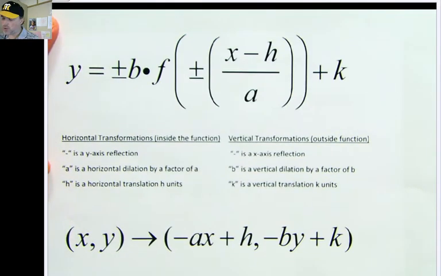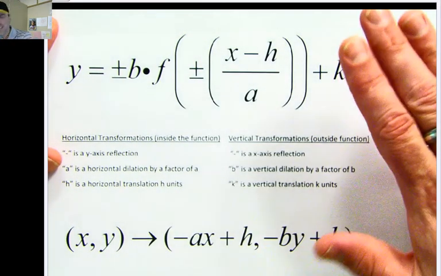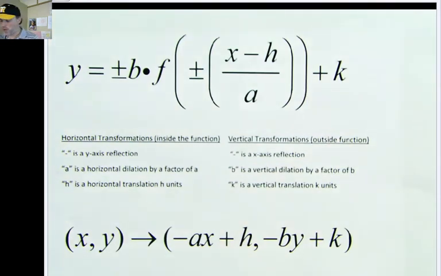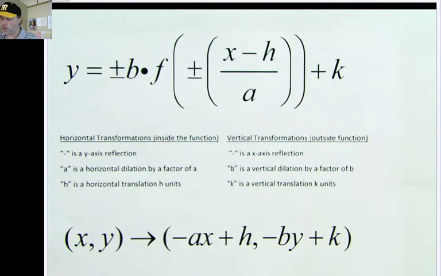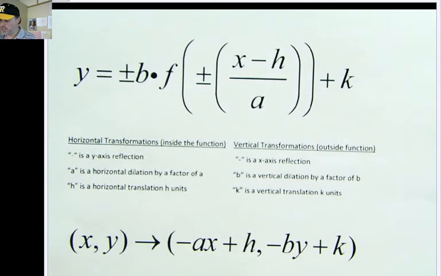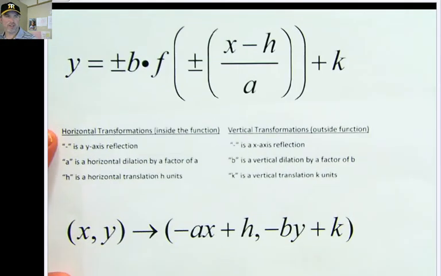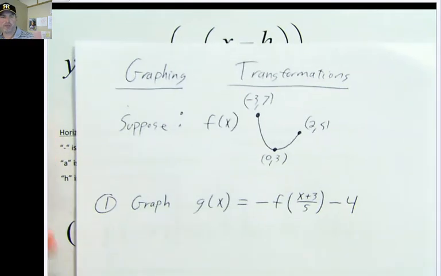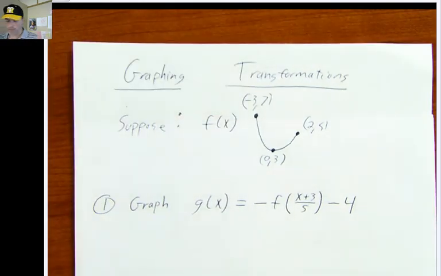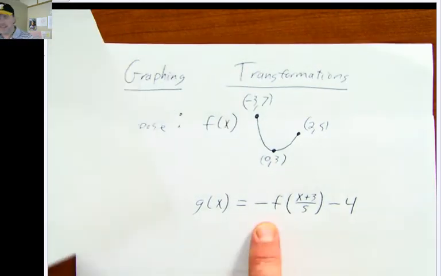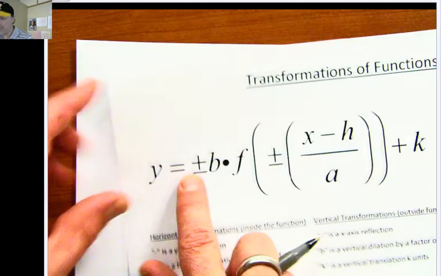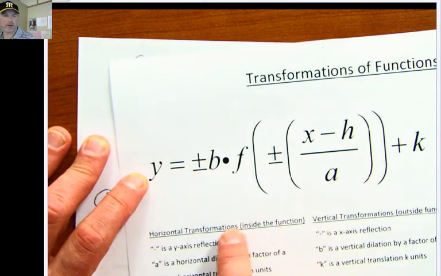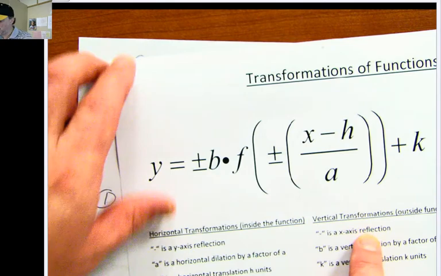So if you're struggling with these, I would say print this up and start asking questions about this particular worksheet. This is a guide to how to solve all these other problems, and this isn't just this chapter, it's chapters in the future. This negative out front is the same as the negative out front here, so that is our x-axis reflection.